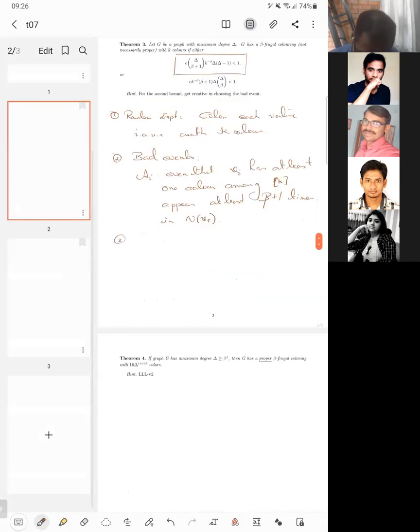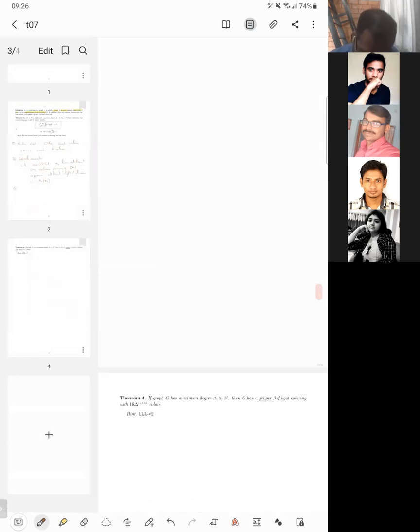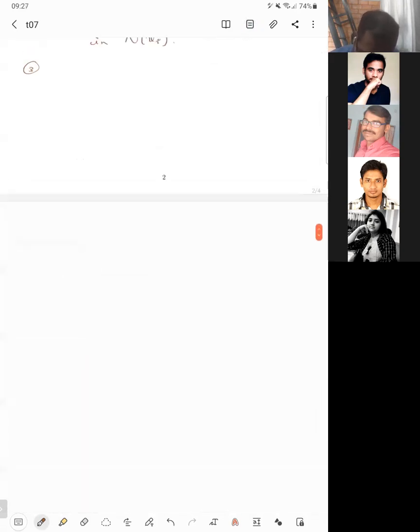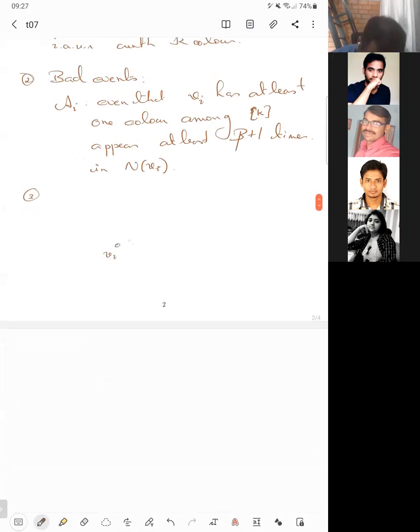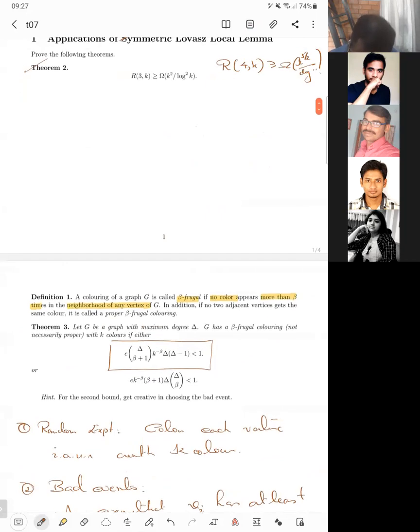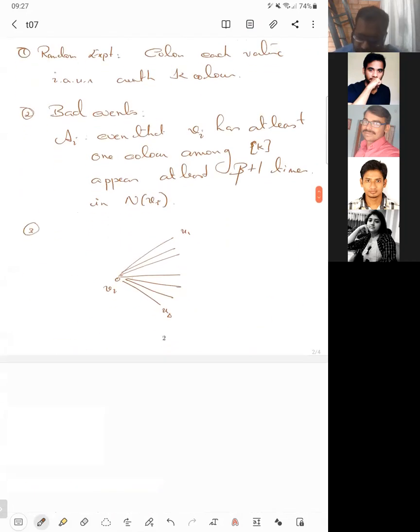Okay, so you draw one vertex V_i and neighbors. So you have this V_i and you have its neighbors, U_1 to maybe U_delta, right? Delta is given in the question. Yes, maximum degree is delta. So at most U_1 to U_delta. Okay. So among the at most delta neighbors, we can pick the same color by delta choose beta plus 1 choices.